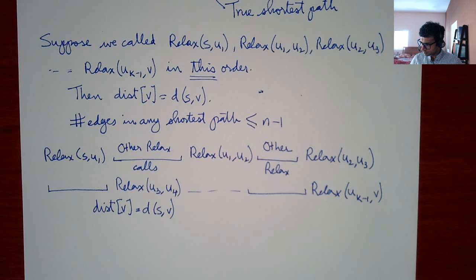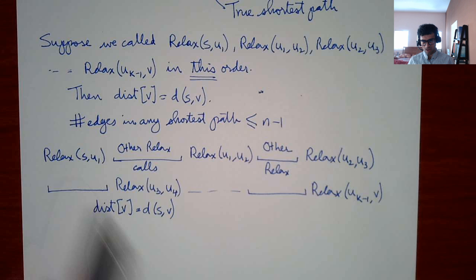This is saying if you call relax, do another bunch of relax calls, then call relax U1,U2, do some more relax calls, then call relax U2,U3, and so on, you are guaranteed by the end of this process to get dist V to be the shortest path distance from S to V. Is this also proved by induction? You can formally prove it by induction. If you wanted to write a formal proof, you would do it by induction on the number of edges in the path.